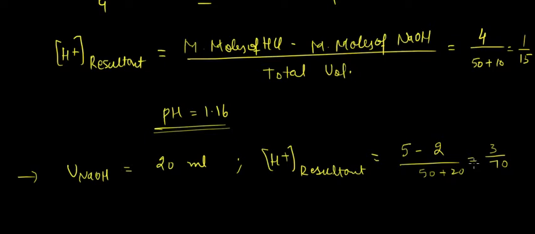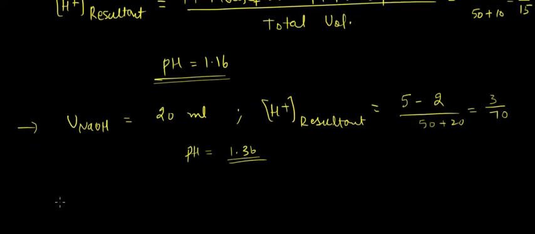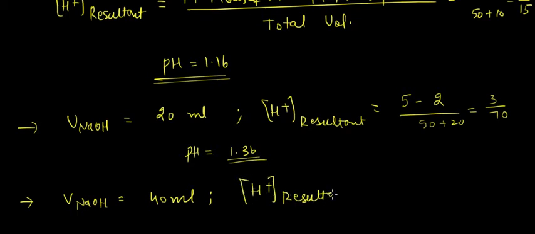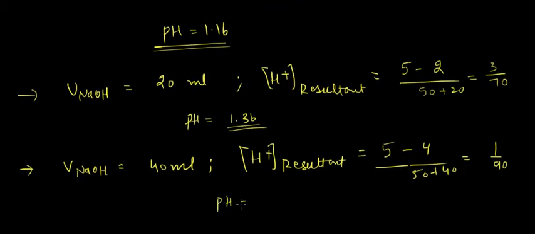Okay. So this would come out to be pH as 1.36. Now if we have V of NaOH as 40 ml, so H plus resultant would be, what are the millimoles of HCl? Millimoles of HCl is 5. Millimoles of NaOH would be 4. Total volume 50 plus 40. This would be 1 upon 90. So pH would be now 1.95.